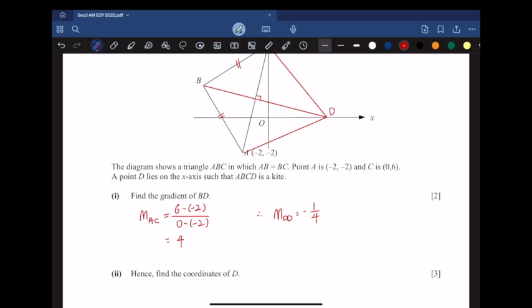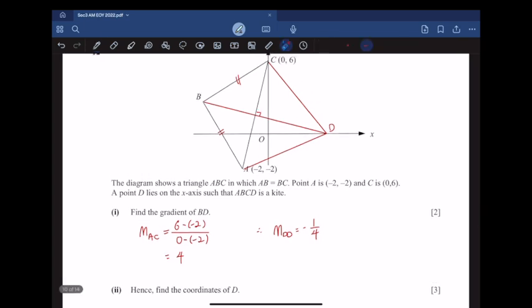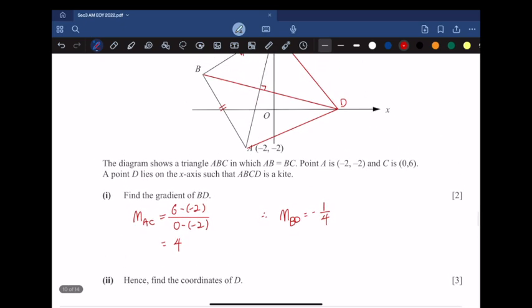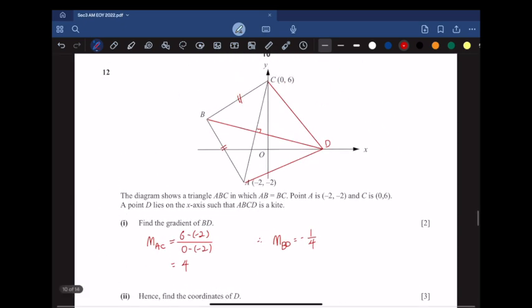So in order to find the coordinates of point D, what I can do first is to find the equation of this line first. And since D lies on the x-axis, it is the x-intercept, where y is equal to 0. So to find the equation of BD, to find the equation of any straight line, I always need one point and one gradient.